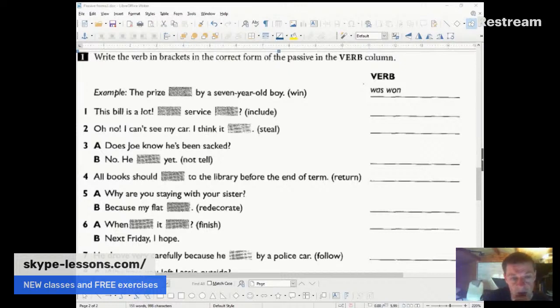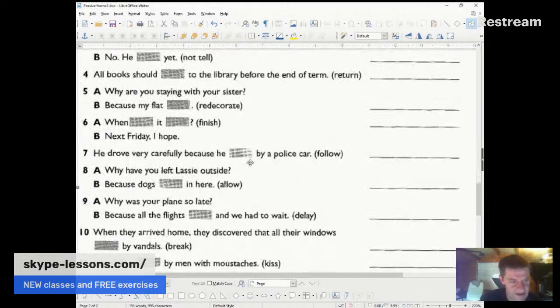Okay, number 6, when? Well, this is future we're talking about here, next Friday. So we're just going to use will. And remember, will's a modal verb. So this will look exactly like should. Just like we said, should be returned. Now we're going to say, when will it be finished? Will be finished. Yeah, when will it be finished? Next Friday, I hope.